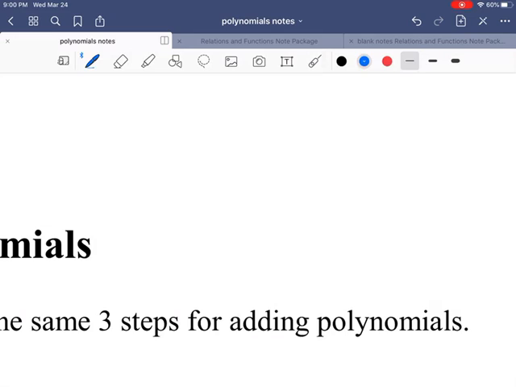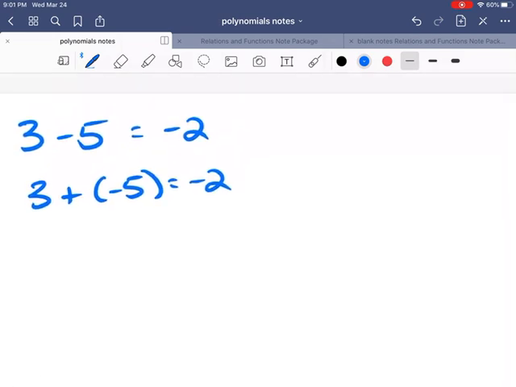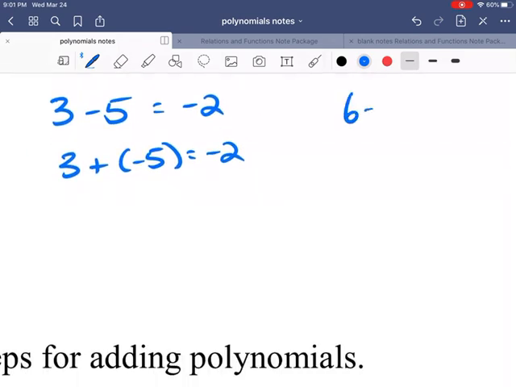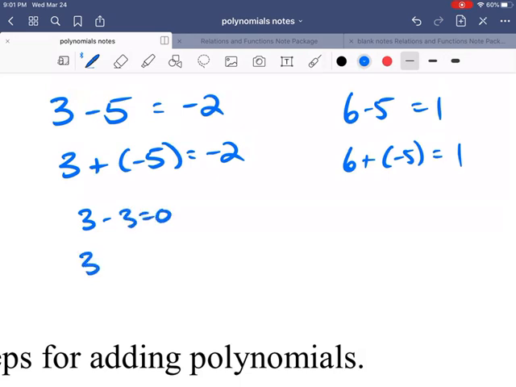So to start off in class, we kind of talked about this concept of if you have 3 minus 5, that equals negative 2. And if you have 3 plus a negative 5, that's also negative 2. And you can go through any number of examples like this. 6 minus 5 is 1. 6 plus a negative 5 is still 1. 3 minus 3 is 0. 3 plus a negative 3 is 0.